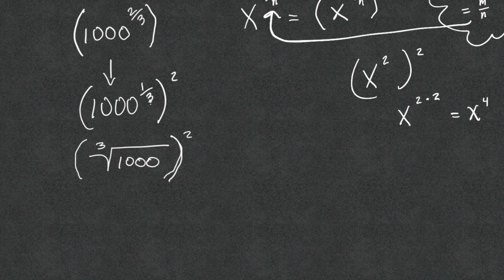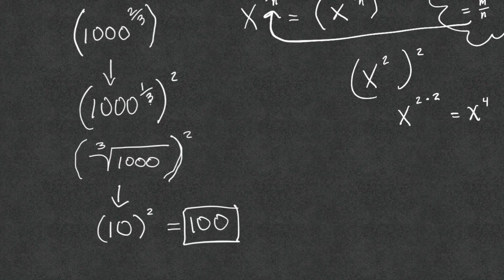And so this becomes the cube root of 1,000, which is 10. 10 times 10 is 100. 100 times 10 is 1,000. You can count the zeros if you don't believe me. Now we still have the second power. 10 times 10 is 100. And that is our final answer.